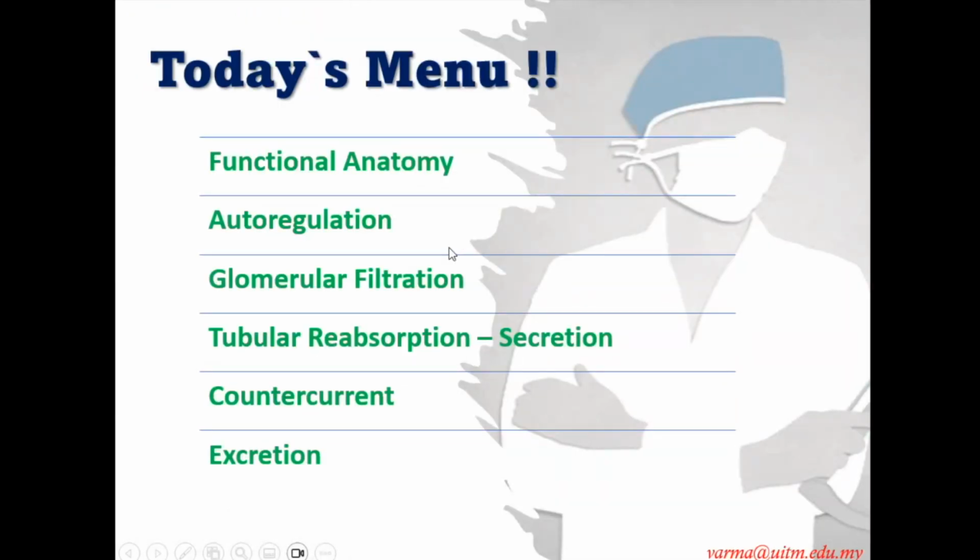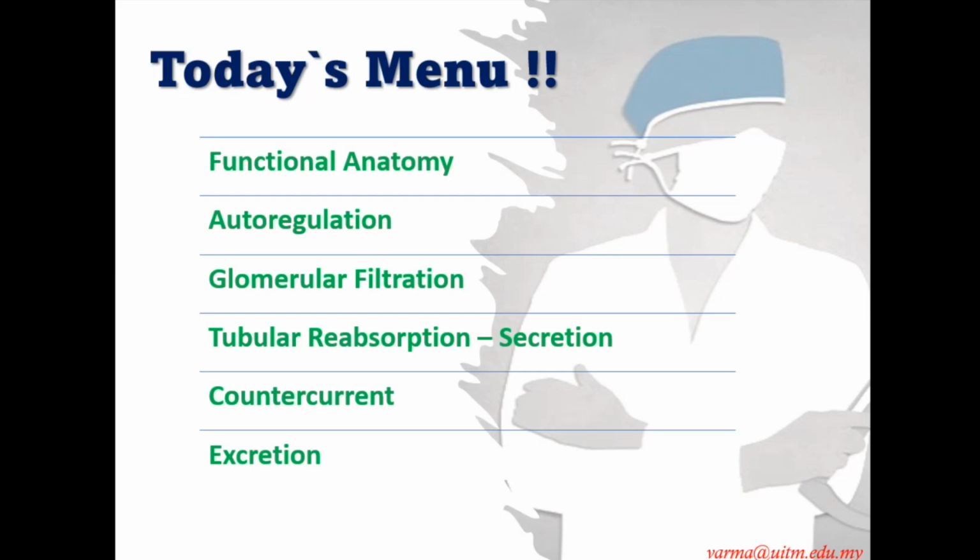I've already talked all the way until tubular reabsorption and secretion of sodium and potassium. Glomerular filtration has been covered, and autoregulation and functional anatomy have also been covered. I've shared the link for the course recording from Ampang, so you can all watch that.